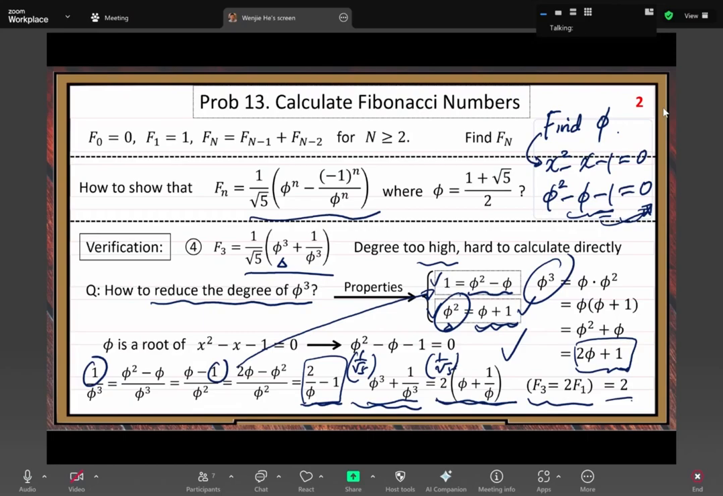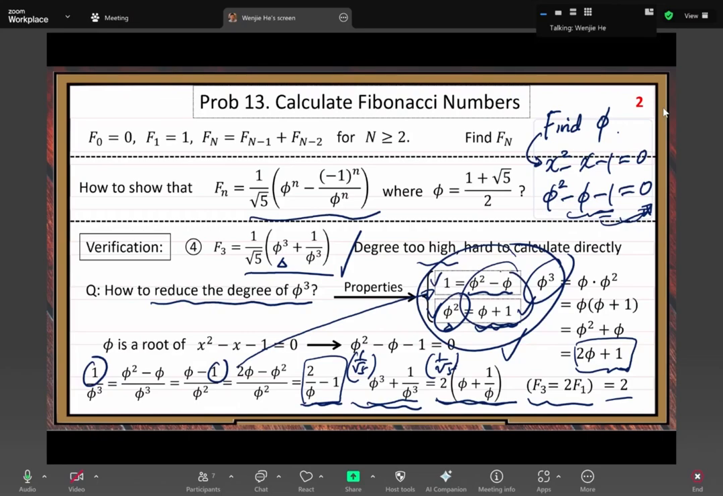So you verify case number 4. And here, the method I show you, we apply the 2 properties of the golden ratio. So you have the experience. Later, when you see a polynomial of the golden ratio, you can use these 2 properties to bring down the degree of your polynomial.